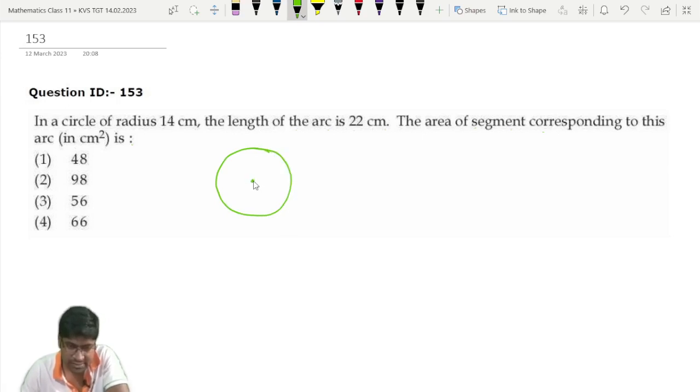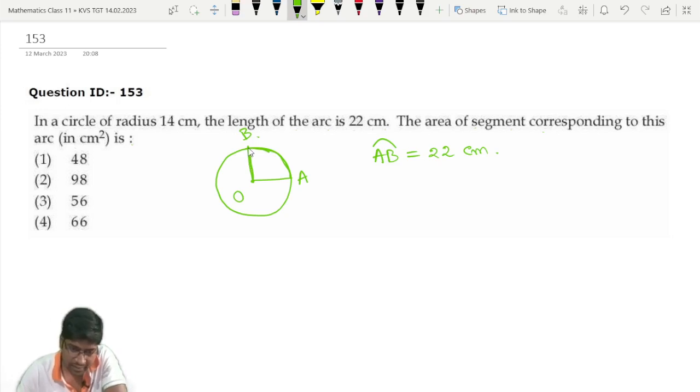Suppose this is the circle and this is the center of the circle, say O, and the length of the arc is 22. I am taking this much length, that is equal to 22. I will join the center to the end points of the arc. Let me say this is A and this is B. The length of the arc AB is equal to 22 centimeter. We have to find the segment corresponding to this arc.